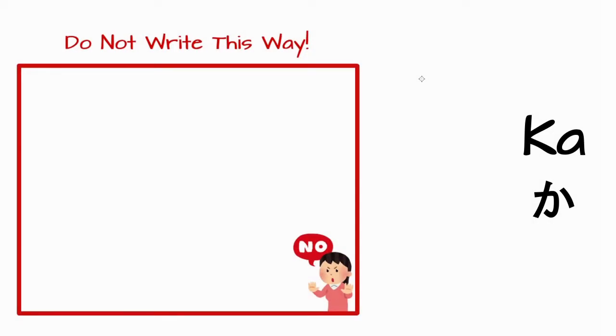Next, we'll be going over the incorrect ways of writing hiragana ka. First example. For this first example, you see that the second stroke here is longer than the first stroke, so it should not exceed the first stroke. It should be hovering a little bit higher than where the first stroke ends.